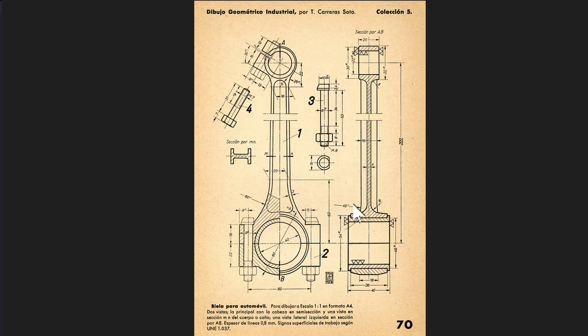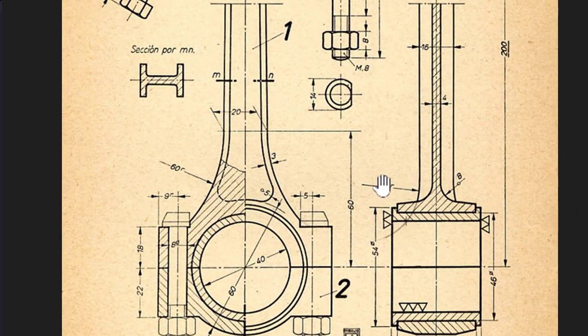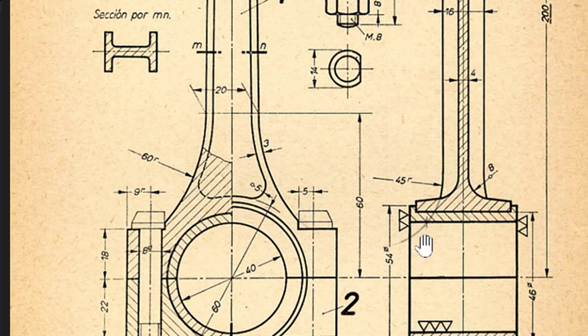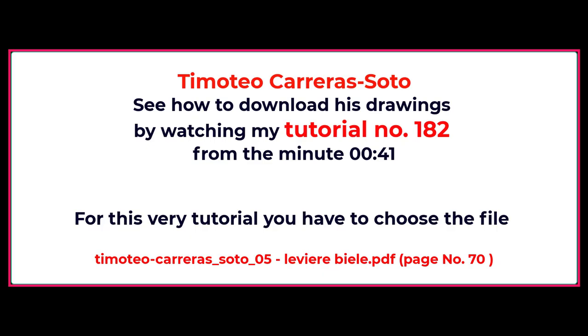You'll see there are some problems. For instance, this radius goes down in the back. This is created by pencil, you see. I tried to cover all the problems. This part is taken from Timoteo Carrera Soto drawings, and you can download it by watching the tutorial number 182.